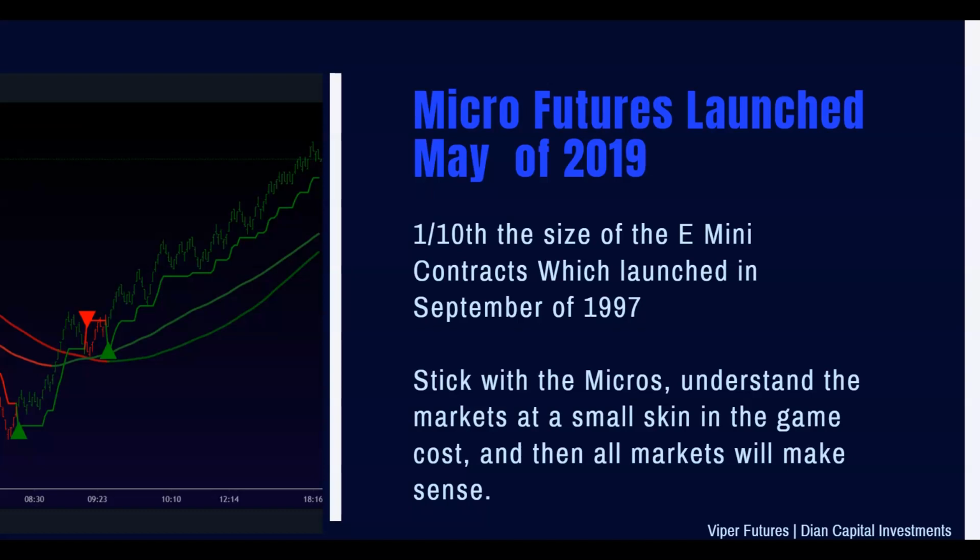So sticking with the micros here, we're going to understand the markets with, like I said, small skin in the game. If you get this down, all the other markets will make sense as far as the different commodities that exist out there. You'll start understanding, oh, okay, this is the futures market. This is why it's different than stocks. This is why it's different than Forex. And then you'll slowly see by yourself. Don't let me be the one to tell you. See for yourself. Don't take my word for it that futures are probably one of the best things you could be trading.